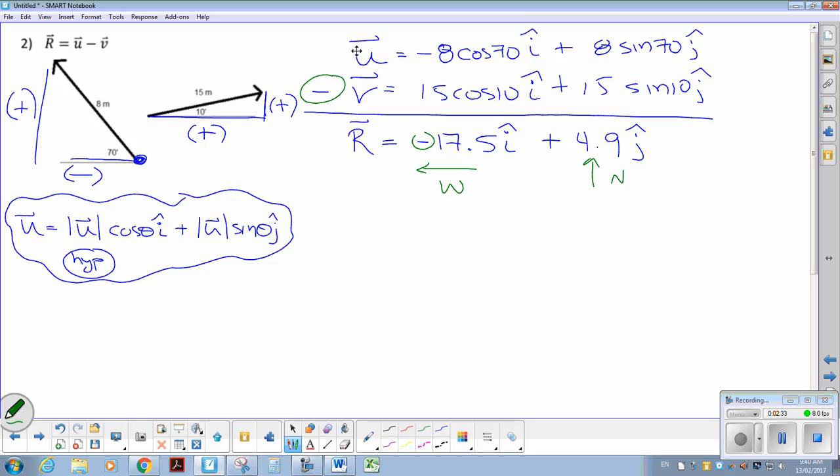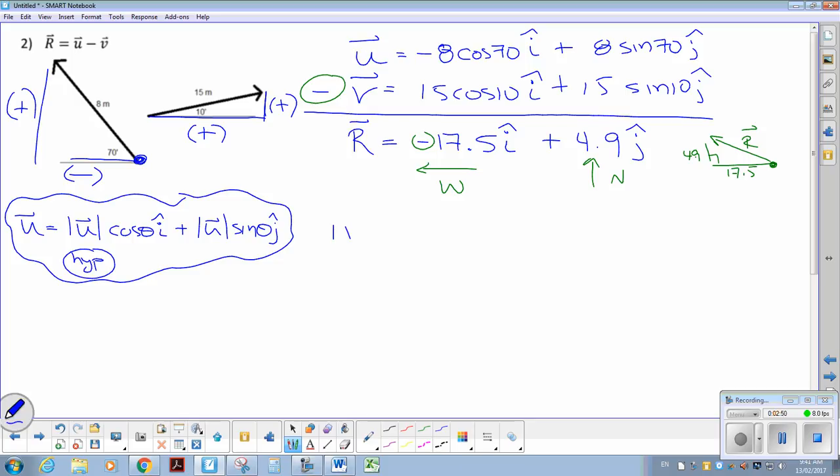So my final resultant, and I'm just doing this in my head, here's the origin. My resultant is going to look like this. It's in that quadrant right there, 17.5 here, 4.9 there. That's just to help visualize what you ended up with.